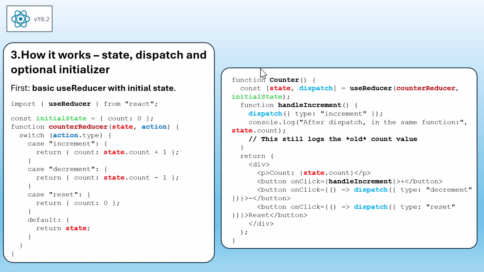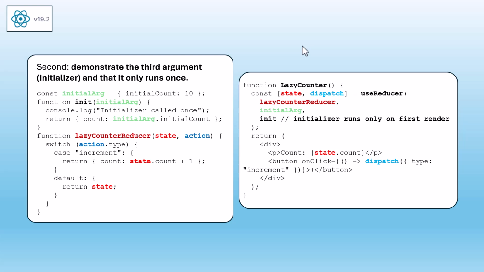3. How it works. When you apply useReducer in a component you provide, first, the reducer function that defines how to update the state given an action. Second, an initial state, or an argument from which initial state is derived, and optionally a third parameter, an initializer function that computes the initial state lazily. The hook returns exactly two things, the current state and a dispatch function. You use dispatch to send an action. The reducer receives that action and produces the next state. React then re-renders the component with the updated state.